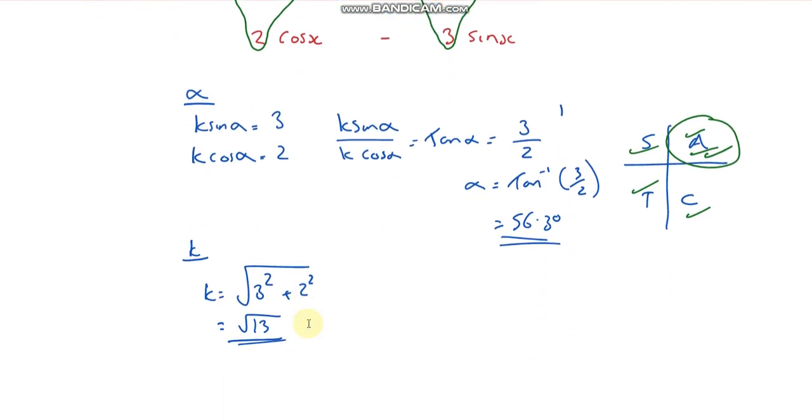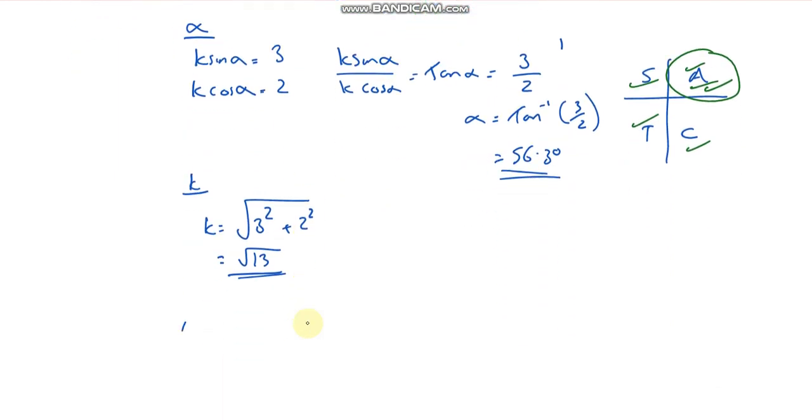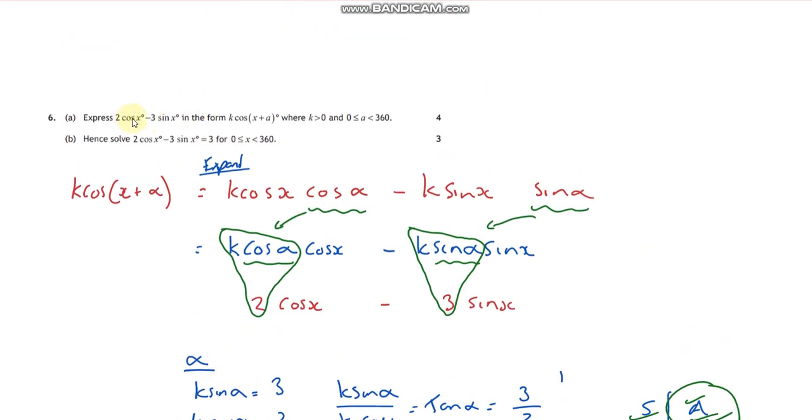So it was k cos(x + alpha). So the final answer: root 13 cos of (x + 56.3 degrees). That is a rewrite of these two functions combined.